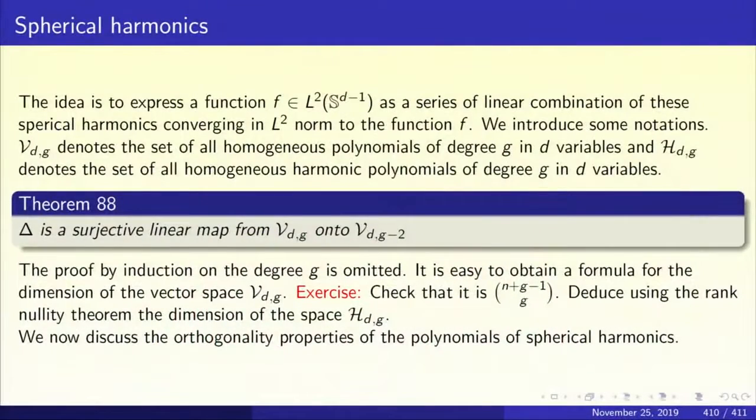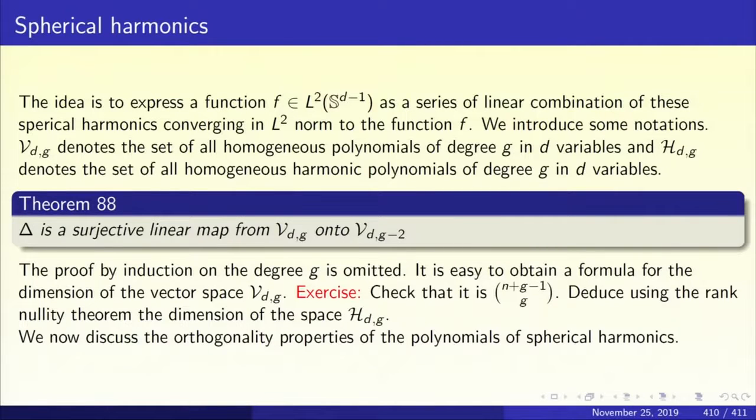So the idea is to express an L2 function on the sphere as a linear combination of these spherical harmonics converging in L2 norm to the function f. In other words, the spherical harmonics will form a complete orthonormal basis, orthonormal after subjecting it to the Gram-Schmidt process, and we get an L2 basis by this process involving spherical harmonics. Let us introduce some notations.